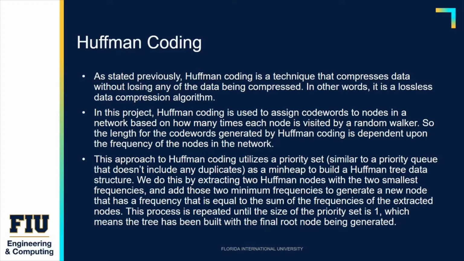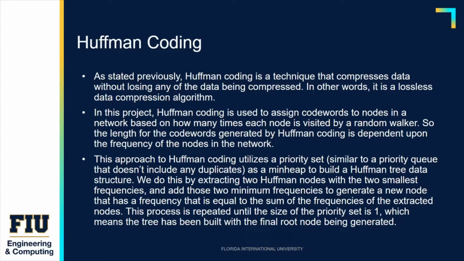I am a Capstone 2 student that's worked on the Analyzing Biological Networks project, and my main contribution to this project was Huffman coding. As stated previously, Huffman coding is a technique that compresses data without losing any of the data being compressed. In other words, it is a lossless data compression algorithm. In this project, Huffman coding is used to assign code words to nodes in a network based on how many times each node is visited by a random walker.